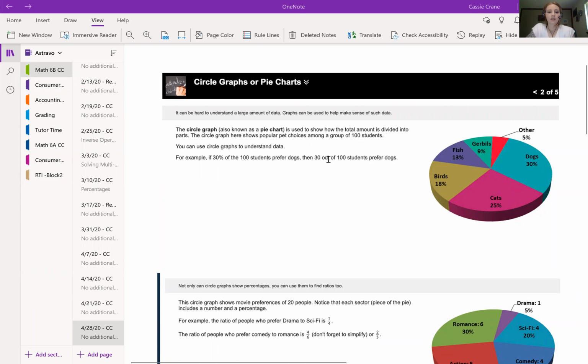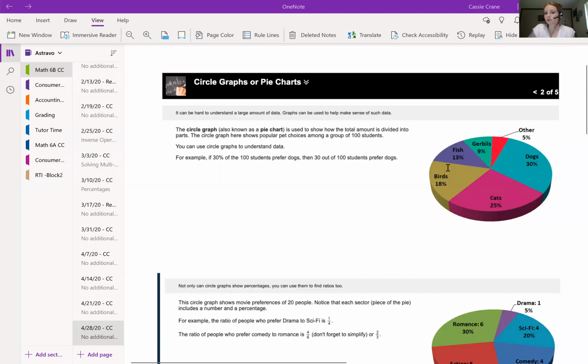There we go. In this first example, we have different numbers of students and their preference of pets, or animals. Here we've got all the students represented in this pie chart, and it tells us the percentage of the students that like each type of animal or pet. For example, it says 30% of the students preferred dogs, which means 30 out of 100. If we were sampling 100 students, we would expect 30 of them to prefer dogs.